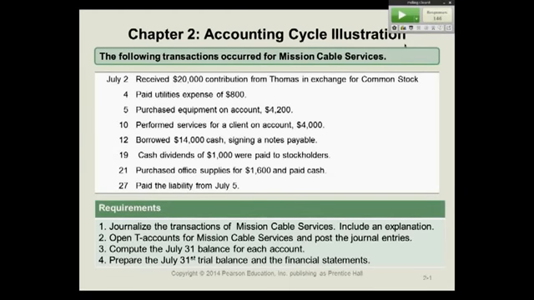This is on the 2nd, July 2nd. He says cash debit 20. Common stock, you do what with that one? Credit. Okay, so his answer is you're going to debit cash, credit common stock, and then you would post that to the, I'll put that up on the screen.